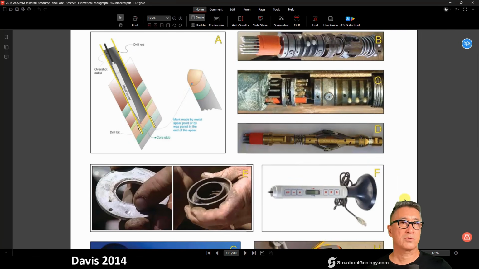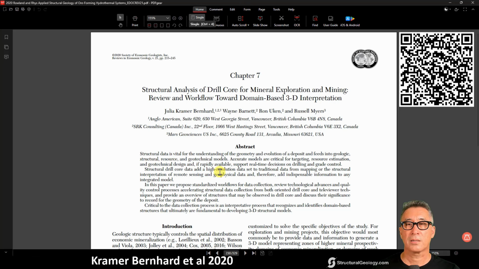The original articles were actually blog posts. They can now be found in structuralgeology.com under blog. So you can go there and find his 3-part article. 2020, an article by geologists. That's one of the most recent ones.